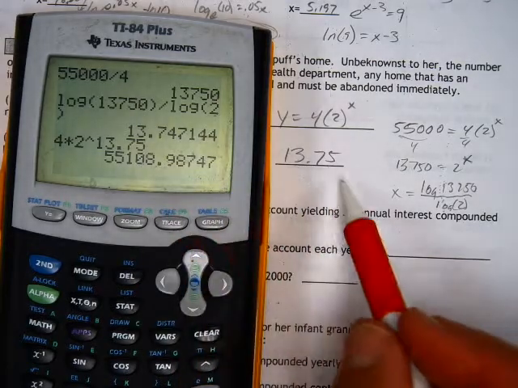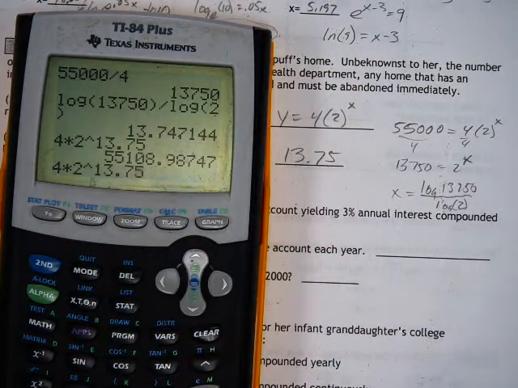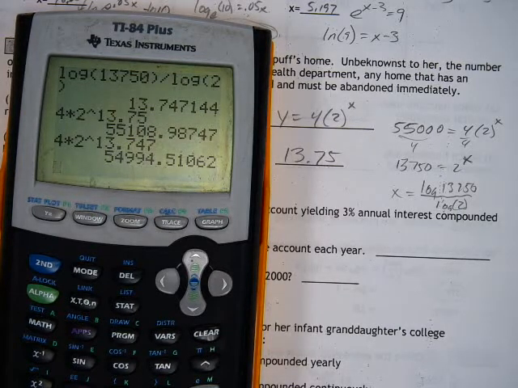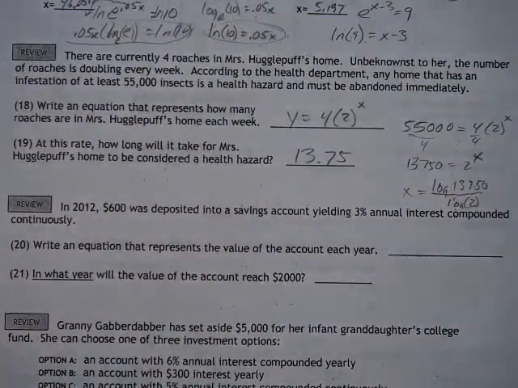So it's a little higher because we rounded up, but if you did, and be careful with your rounding, if you only did 13.7, you're just under, but a lot closer to 55,000. So have your roaches kept in check. Get a hotel.